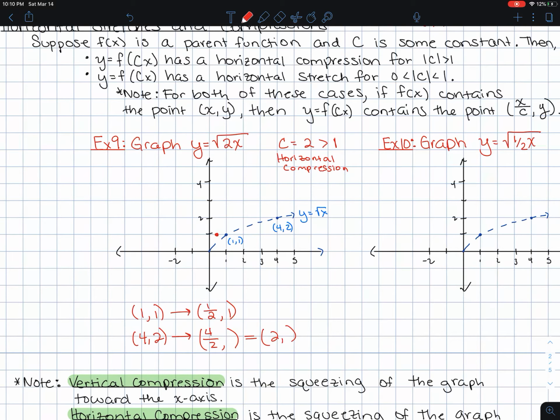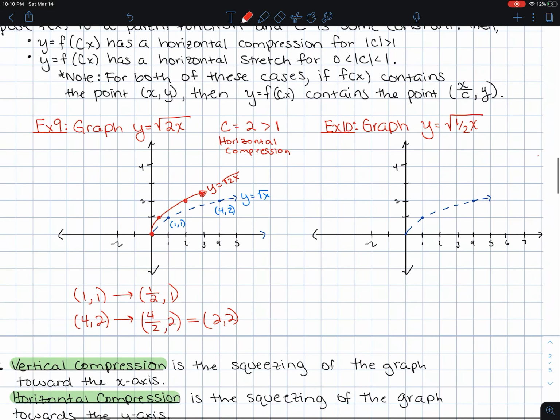Sorry, I apologize. I forgot to leave y by itself. That was an error on my part. So this should be right here. This should be 2, not 1. But it's good that we make these mistakes so that you can see that it wouldn't have made sense to have the point (2, 1) on my graph. (0, 0) is still there. It doesn't change because if I multiply by a constant, it's still 0. So we have (0, 0), (1/2, 1), and then the point (2, 2). And that's our new graph with a horizontal compression.